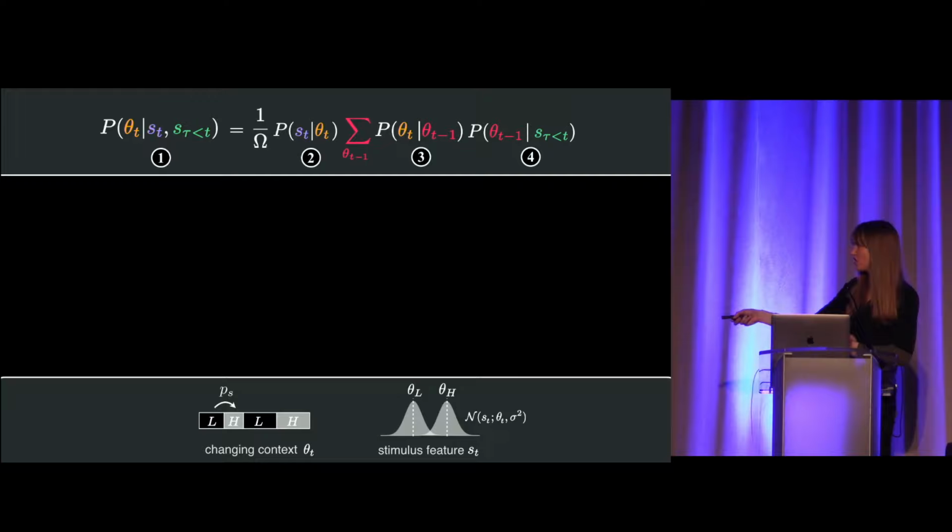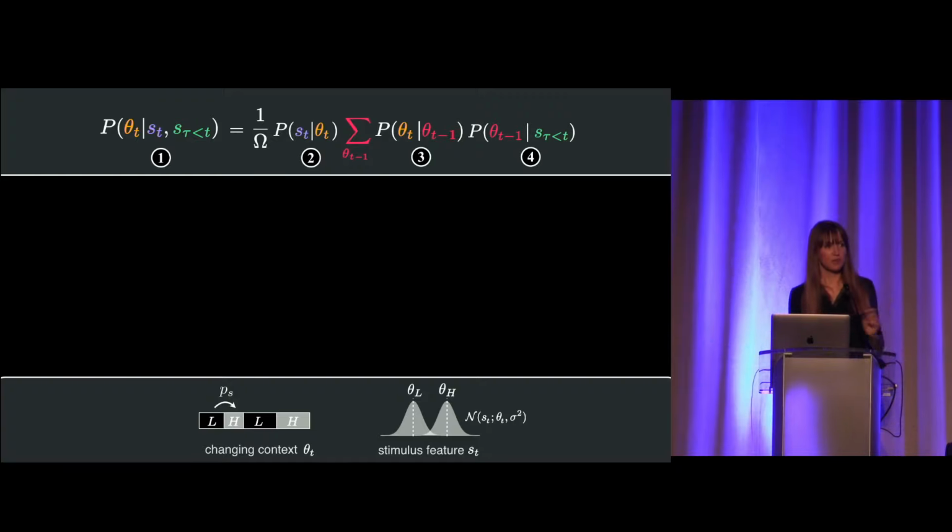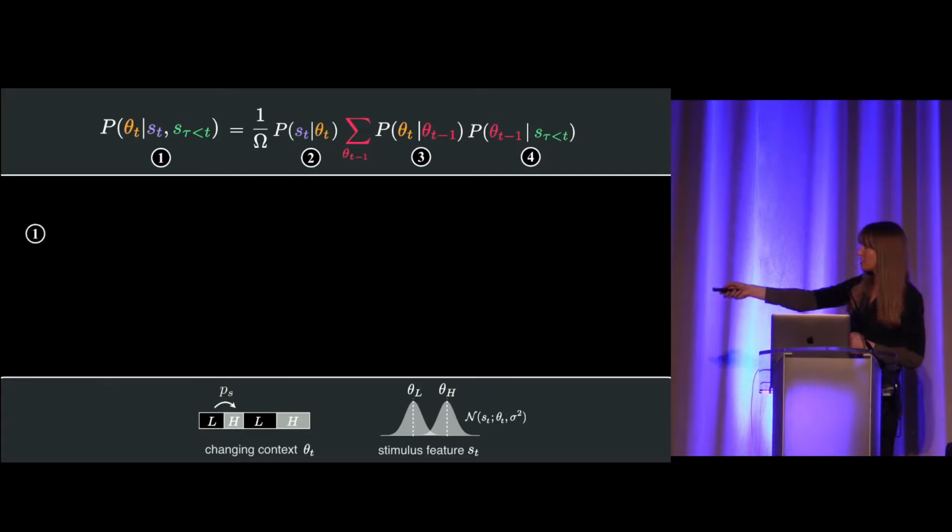We have this changing context, and this context specifies 2 different distributions of sensory stimuli. So when we have only these 2 different contexts, this distribution here, the probability of theta t, can be expressed as a single number at any point in time. And that's the probability that the environment is in the low context at time t. And so I'm going to write this in the following way.